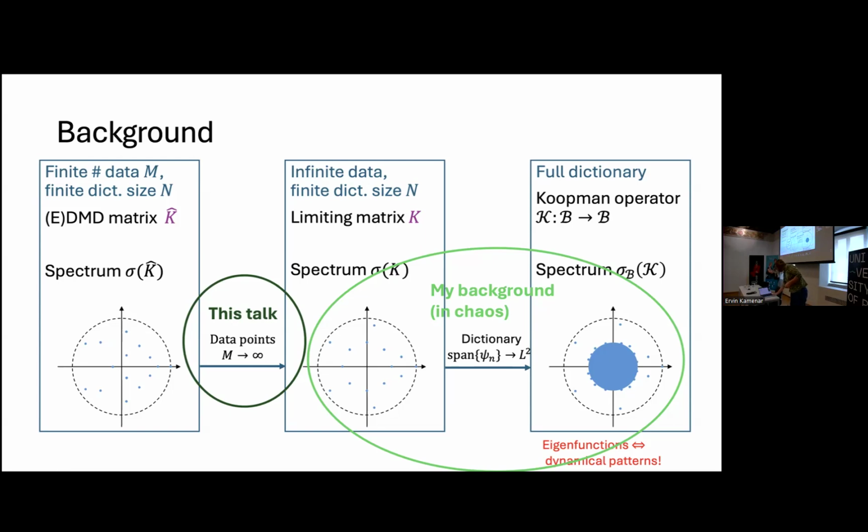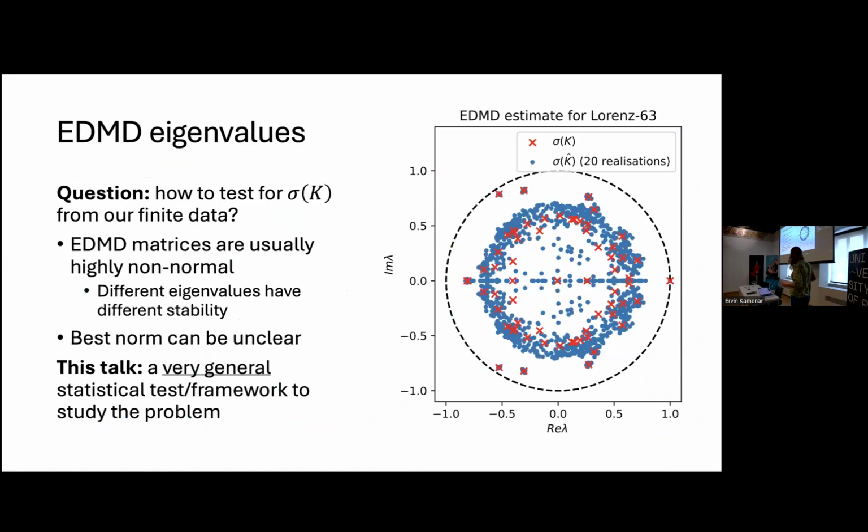So this is our question: we have some finite amount of data with which to work. How can we actually test for the spectrum of this infinite data matrix, which we hope will look like the spectrum of our true Koopman operator? And of course, there are problems with this. The matrices we get are usually quite non-normal, so they're not unitary, they're not symmetric, something like this.